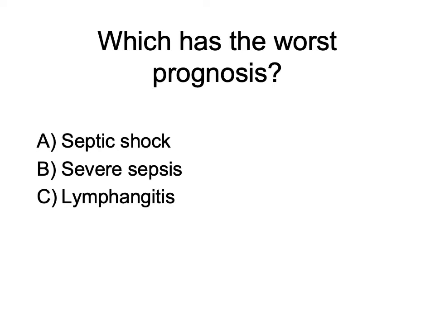Which has the worst prognosis? A, septic shock, B, severe sepsis, C, lymphangitis. The answer is A, septic shock. Septic shock absolutely can have the worst prognosis. It can be fatal. Septic shock is when the blood pressure plummets and it's just out of control, and you cannot bring it back with fluids or methods that you would normally use to stabilize blood pressure. So A, septic shock, has the worst prognosis and it can be fatal.